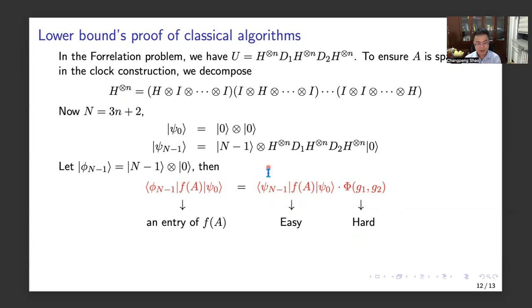But this one is easy because in this subspace of size 0 and size minus 1, this matrix A is a very small matrix. The size of the matrix is the capital N, which has order little n. So this quantity is easy to compute. But this one, it is an entry of f(A). So as a result, we will know that this is hard to compute. Yeah, this is our idea to prove a classical lower bound.